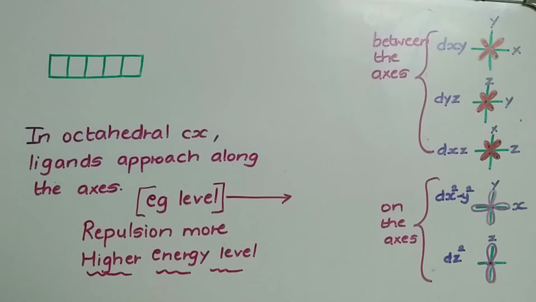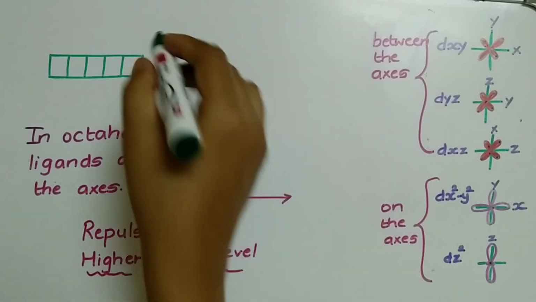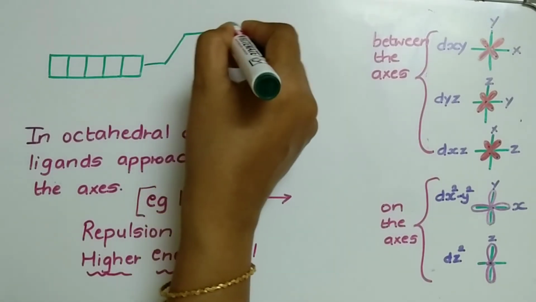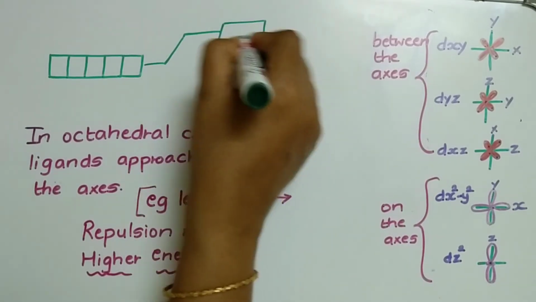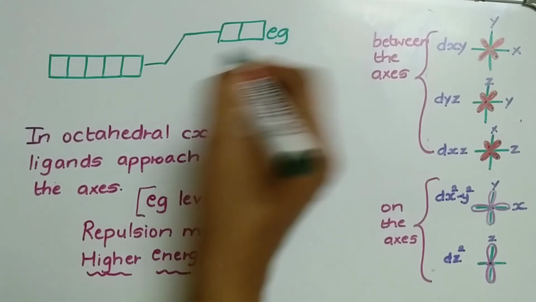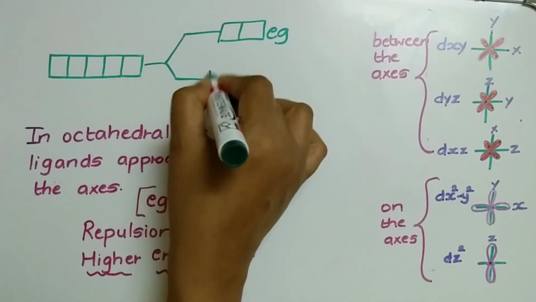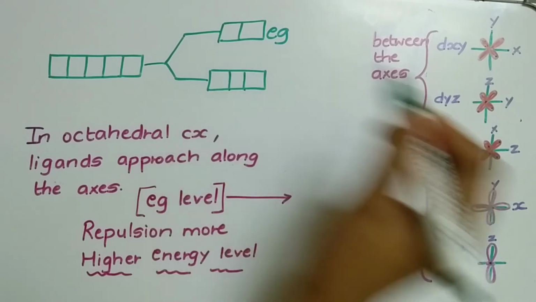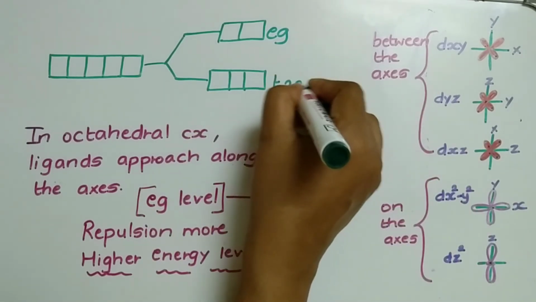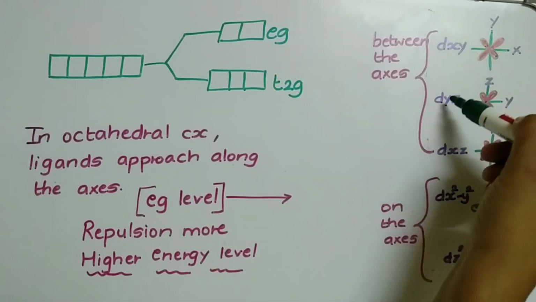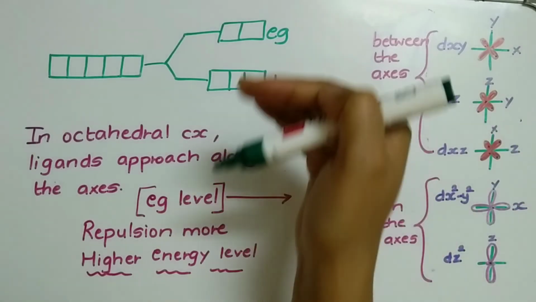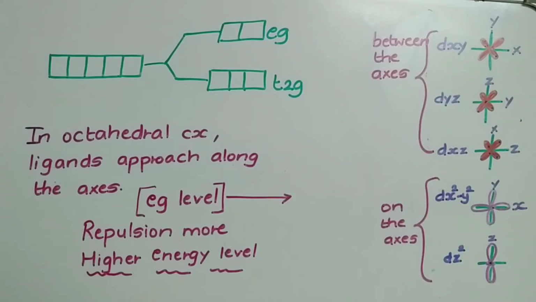Therefore, how does the splitting occur in octahedral complexes? Eg will be at the higher level, correct? And T2g, that is the triplet dxy, dyz and dxz, possess less energy, so they are at a lower energy level. Hope this is clear to you.